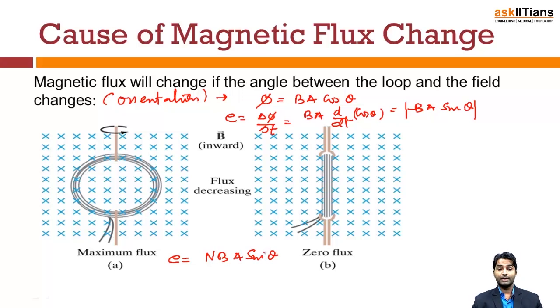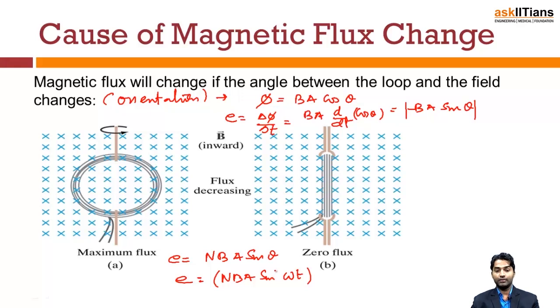But you know that theta is the angular displacement, which can be represented as a function of angular velocity. So it can be sine of omega into time t. So this is the induced EMF across the coil when the coil is rotating in a uniform magnetic field.